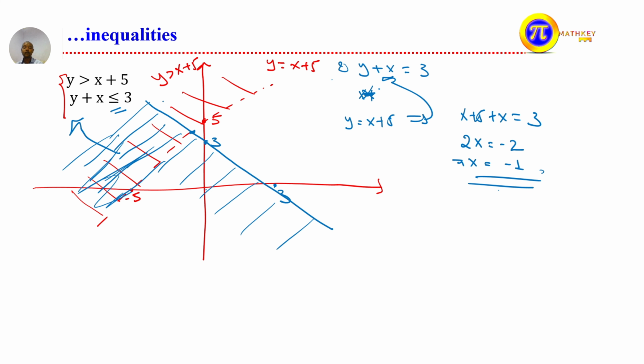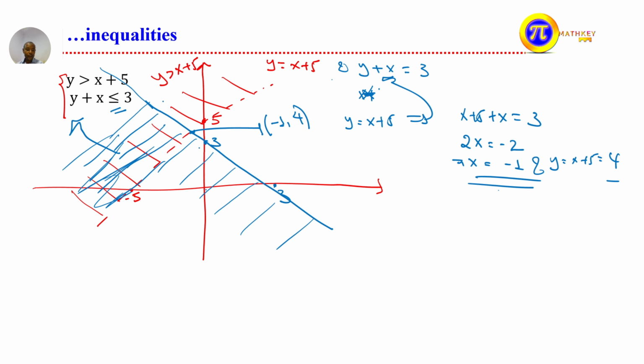If that's so, what is the value of y? The value of y is equal to x plus 5, which is equal to what? That is 4. So at this point, the intersection point is at negative 1 and 4. So this region continues in this way. This also continues on this way.